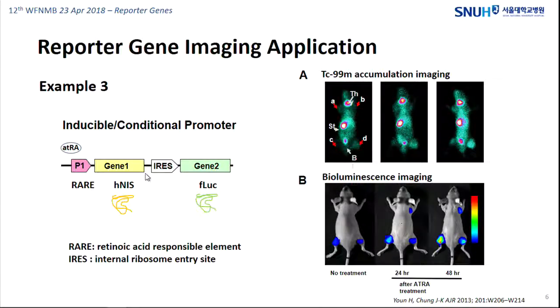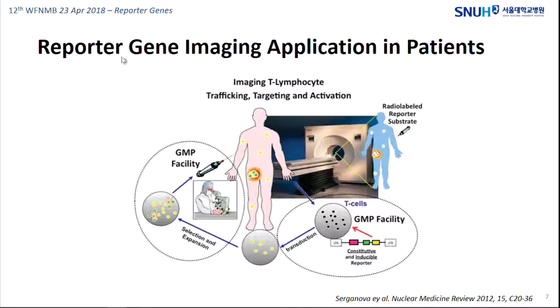And actually, we transduced this construct into the cells, and the tumor cells were xenografted into the nude mouse, and we visualized with scintigraphy and bioluminescence imaging. Based on their numbers, we can see clearly the difference between the small number of cells and the larger number of tumor cells in the scintigraphy and bioluminescence imaging. So I briefly introduced this kind of reporter gene application.